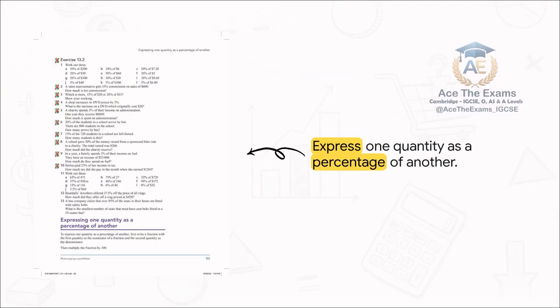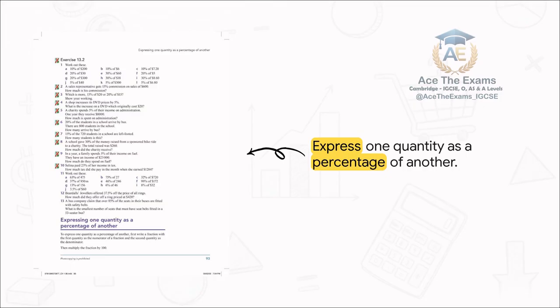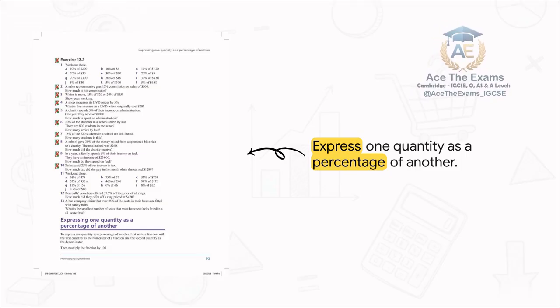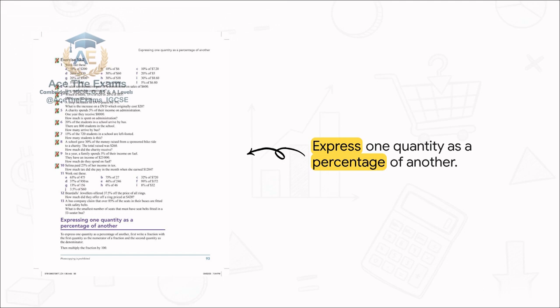A super common exam task is expressing one quantity as a percentage of another. There's a foolproof way to do this. First, set up a fraction. Your first quantity goes on top as the numerator, and the second quantity is your denominator on the bottom. Once you've got that fraction, just multiply the whole thing by 100. Boom, you've got your percentage.